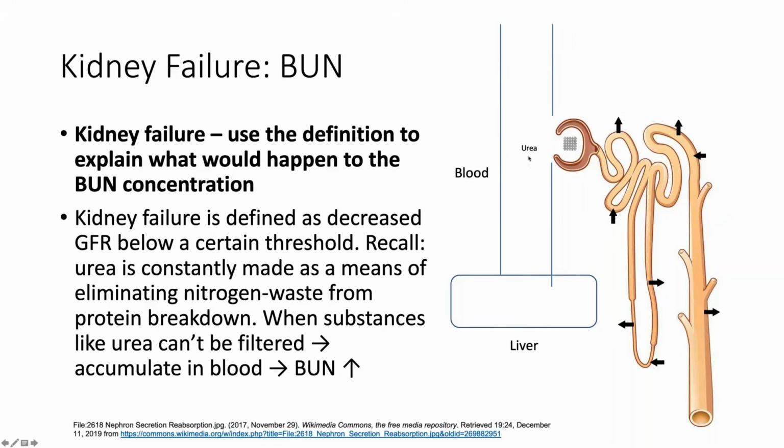And so your urea is going to go to your kidneys, but instead of making it through, it's just not going to filter for whatever reason. And so it's just going to accumulate, just like creatinine accumulates because it doesn't filter. You can't eliminate it, so it's just going to accumulate in the blood, just like the creatinine was. Cool? Make sense? All right.